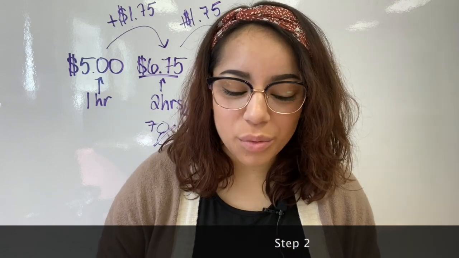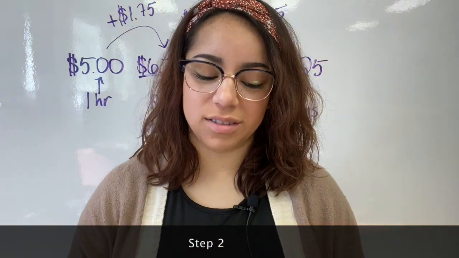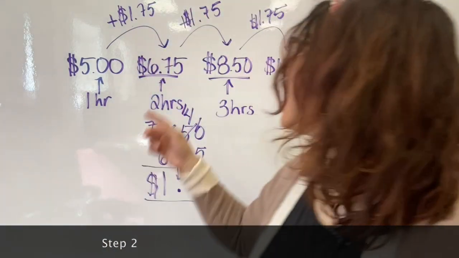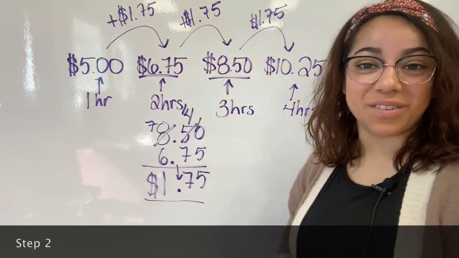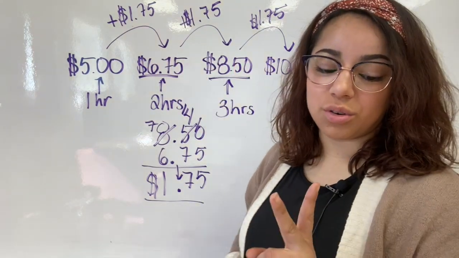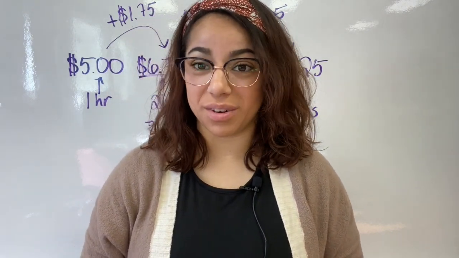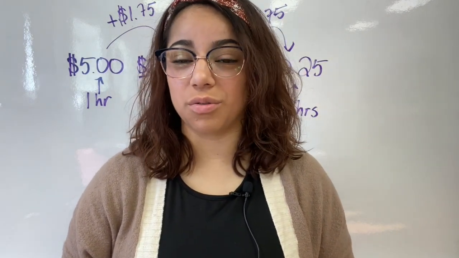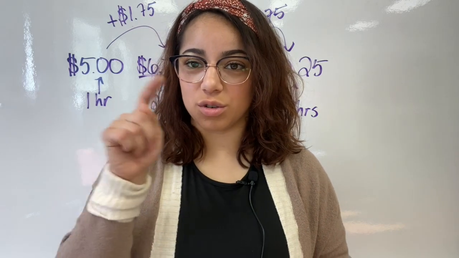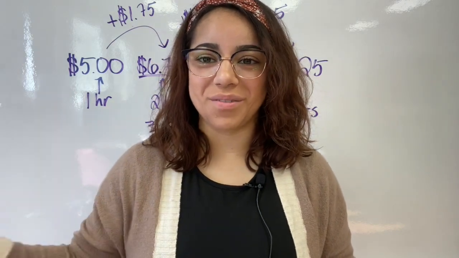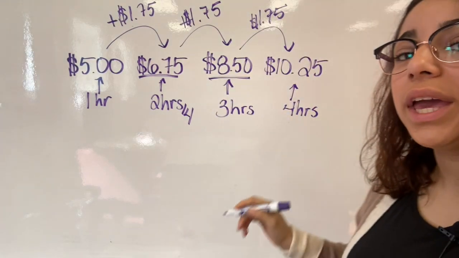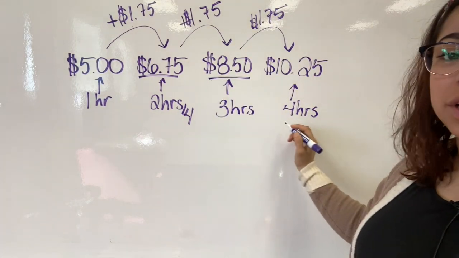It says, write a rule that describes the pattern in the sequence. Well, the rule is we add by $1.75. So right there for step 2, you're going to write, the rule is add $1.75. You don't have to write it in word form. You can write it in number form. You do the dollar sign, 1.75. I'll take that.